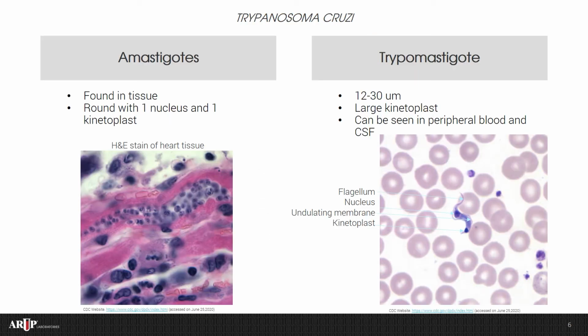Amastigotes of Trypanosoma cruzi can be found in tissue and have one nucleus and a kinetoplast. Trypomastigotes are 12 to 30 microns and have a large kinetoplast, a centrally located nucleus, an undulating membrane, and a flagellum running along the undulating membrane, leaving the body at the anterior end. Trypomastigotes can be seen in peripheral blood and in cerebrospinal fluid and central nervous system infections.